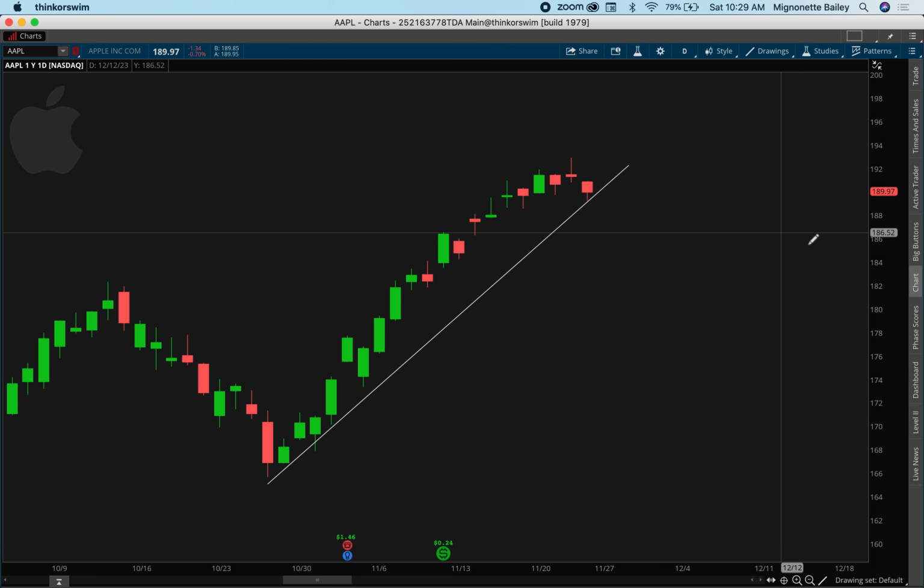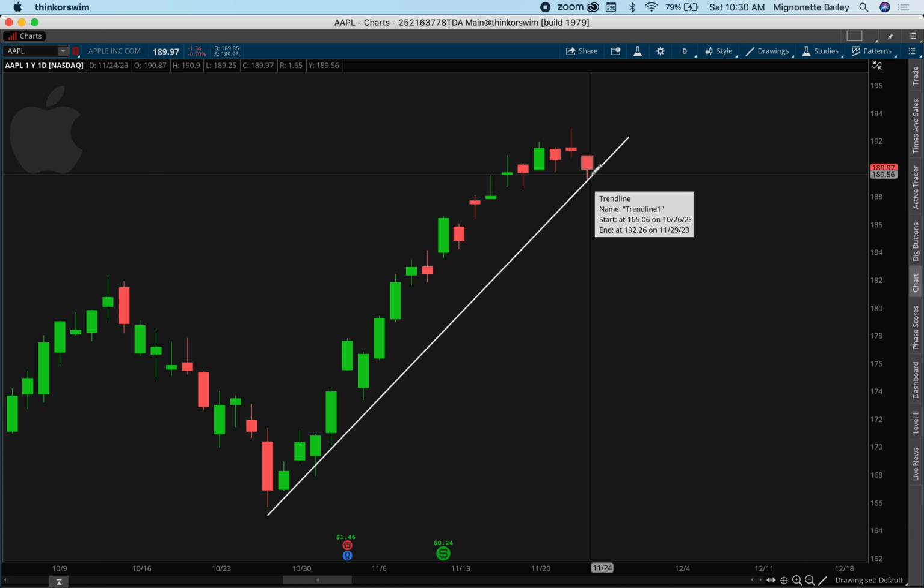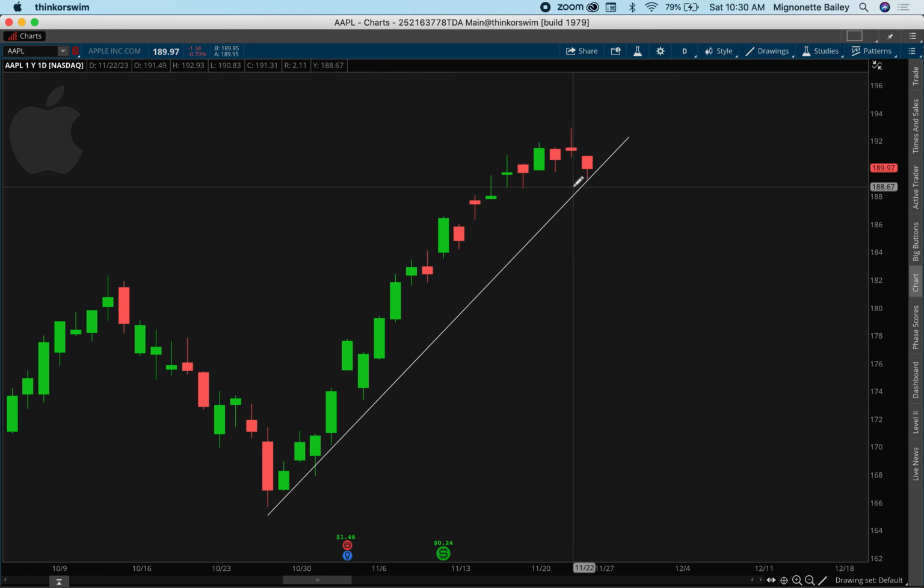Now, that does not mean reversal. Just because we're testing the trend line, it doesn't automatically mean we're going to reverse. This is an ugly candle, and we did get the move down the next day. But again, this is where I use major levels of support and resistance to help.